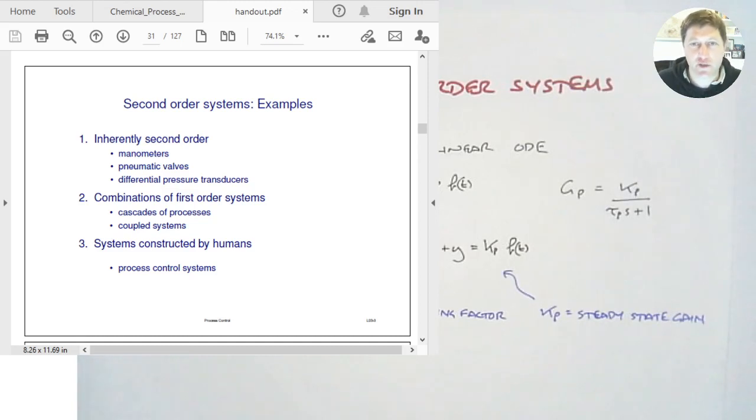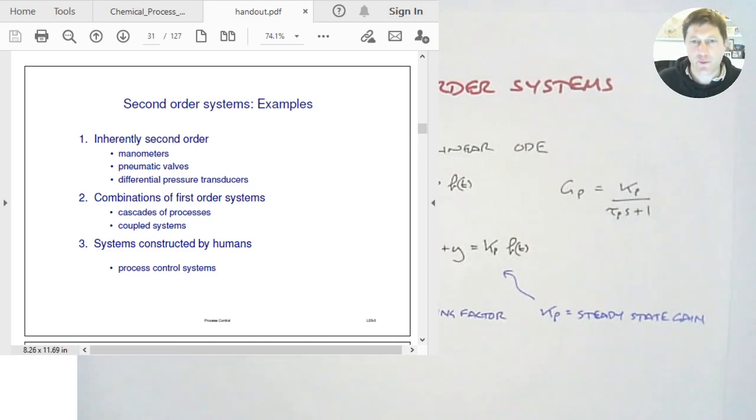In electrical engineering, if you have a circuit which has capacitors and resistors in, the combination of those gives rise to second order equations. And in mechanical engineering, if you have a spring and a dashpot, then those systems give rise to second order equations too. So these are very common processes across all branches of engineering.